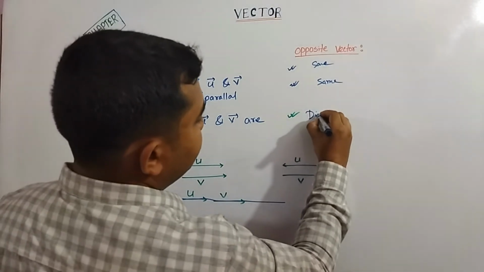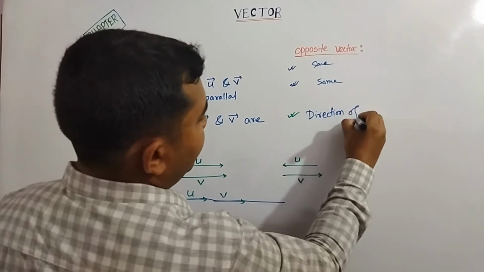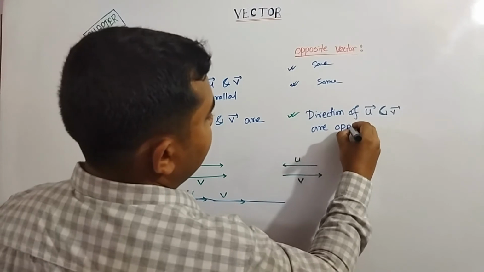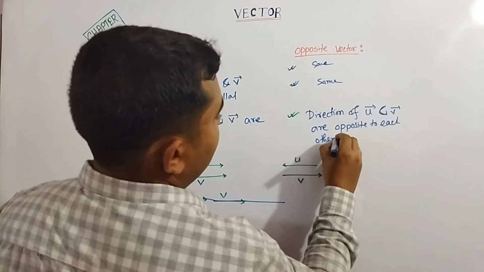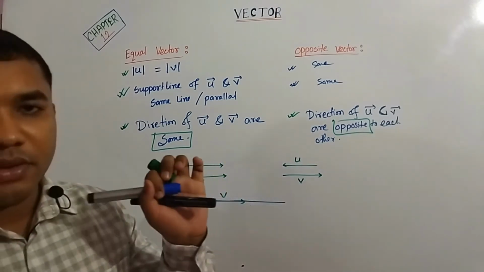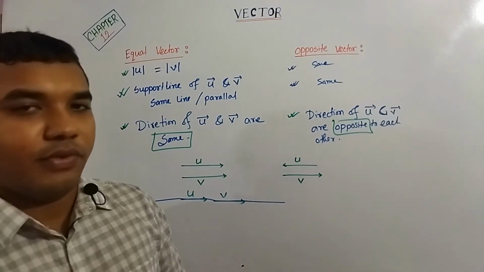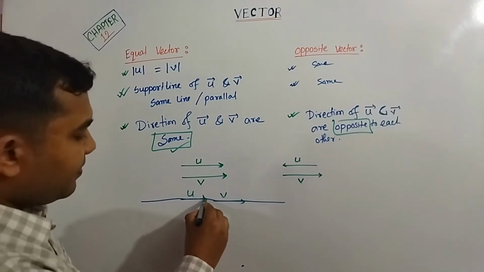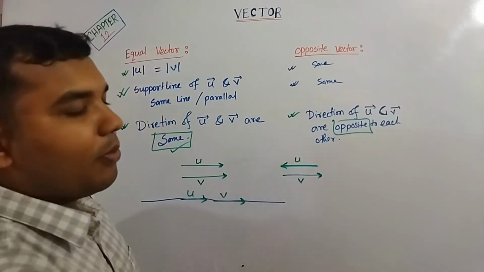So the direction of the u vector and the v vector are opposite to each other. Okay, so in the case of this opposite vector, here these two have the same direction, but here the direction isn't the same, so they are actually opposite vectors to each other.